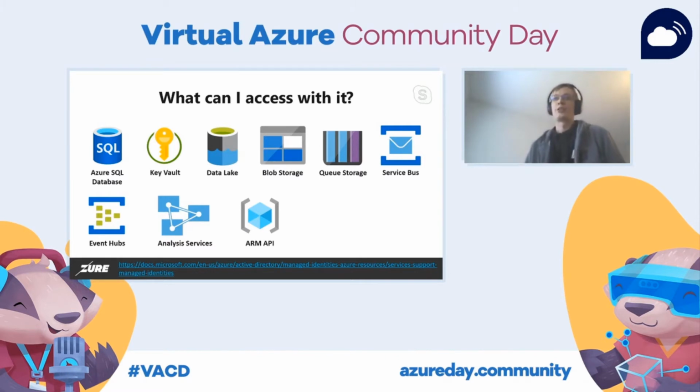A lot of these use Azure's RBAC system to assign access to the managed identity. Key Vault has its own thing with access policies. SQL DB has its own thing with SQL access permissions. But Data Lake, Storage, Service Bus, Event Hubs, all of these use Azure roles. So you can go to access control in Azure and assign access there, which is the easiest one of these. Key Vault's not hard either, it's just different.